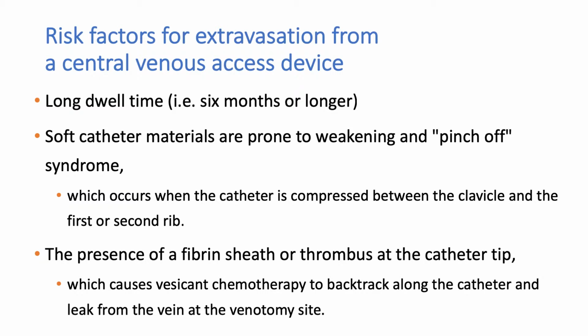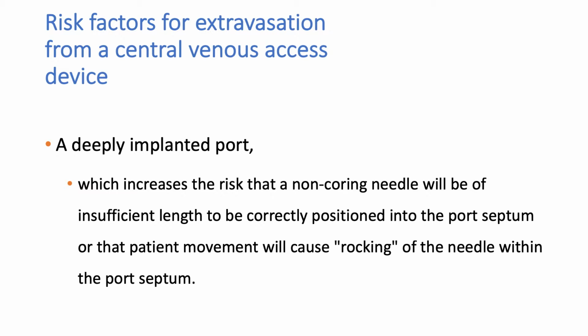Soft catheter materials are prone to weakening and pinch-off syndrome, which occurs when the catheter is compressed between the clavicle and the first or second rib. The presence of a fibrin sheath or thrombus at the catheter tip may cause vesicant chemotherapy to backtrack along the catheter and leak from the vein at the venotomy site. Also, deeply implanted ports increase the risk that a non-coring needle will be of insufficient length to be correctly positioned into the port septum, or that patient movement will cause rocking of the needle within the port septum.